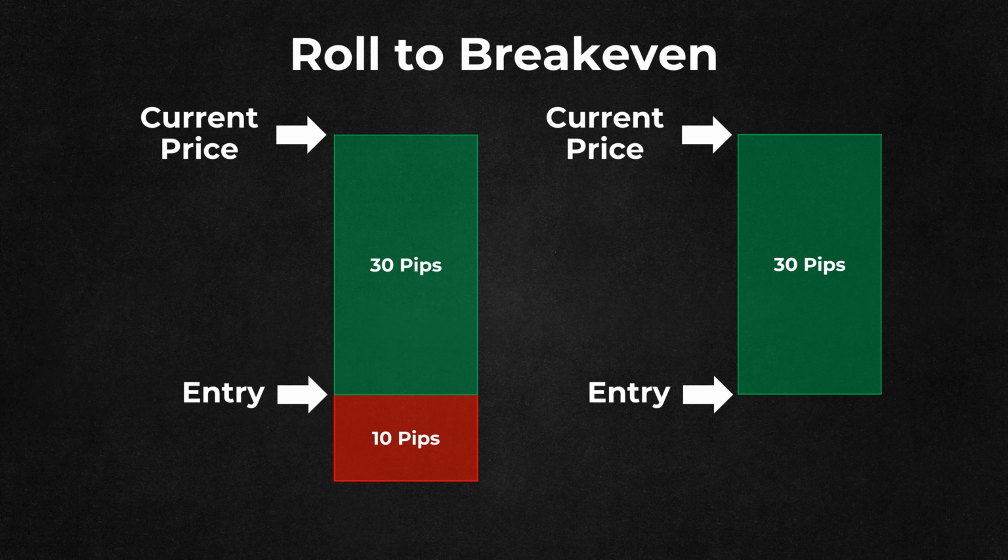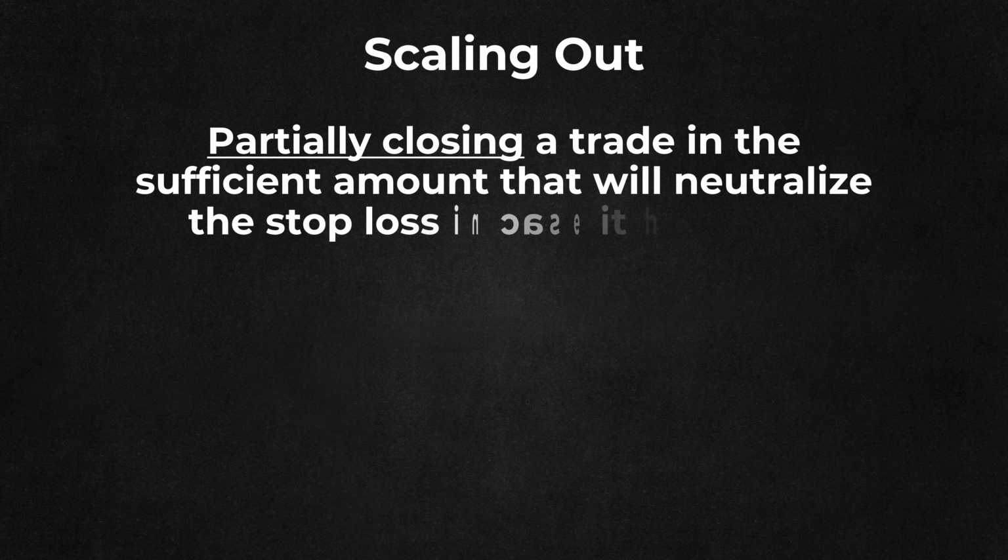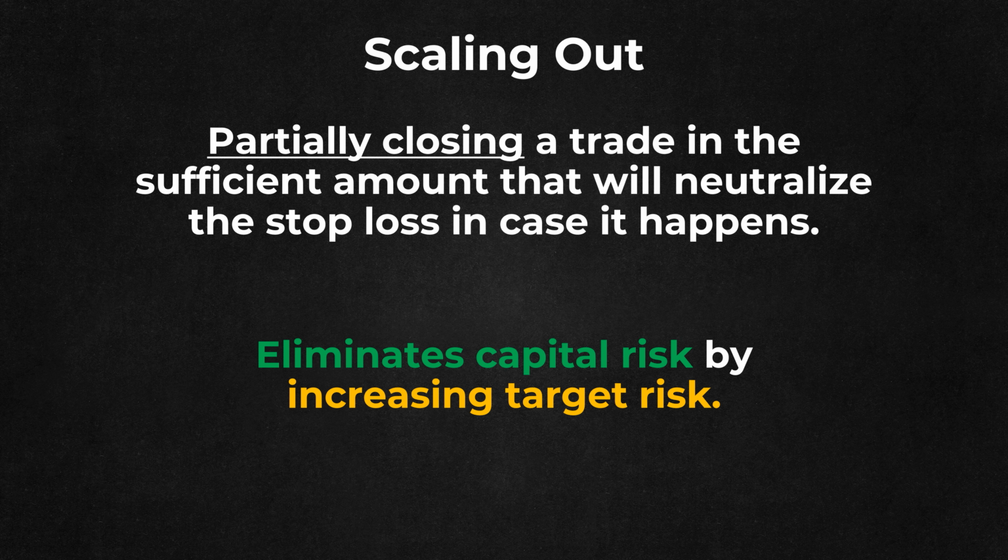The second technique allows you to eliminate capital risk without moving the stop loss. It consists in partially closing the trade in the sufficient amount that will neutralize the stop loss in case it happens. This eliminates capital risk by increasing target risk. If the trade hits your target after scaling out, you will make a smaller profit in comparison to the same trade without scaling out. To know how much of the trade you need to liquidate, we need a formula.